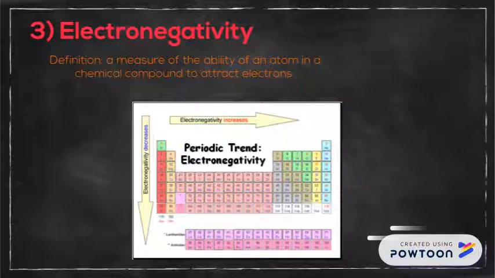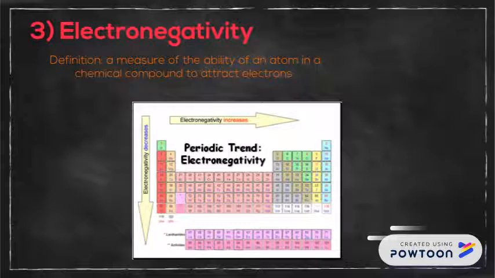Number 3. Electronegativity. Electronegativity is a measure in the ability of an atom in a chemical compound to attract electrons. Atoms often bond to one another to form a compound. These bonds can involve the sharing of valence electrons. Not all atoms in a compound share electrons equally.